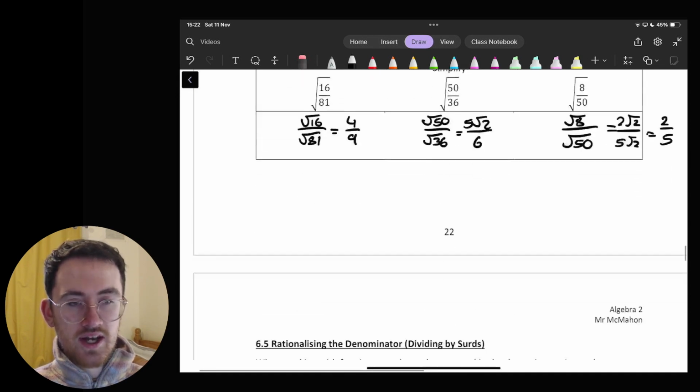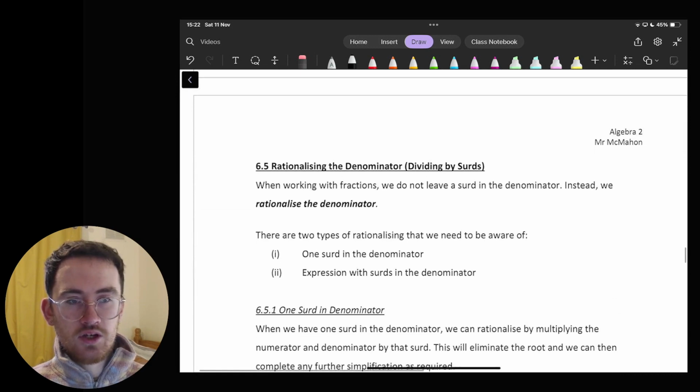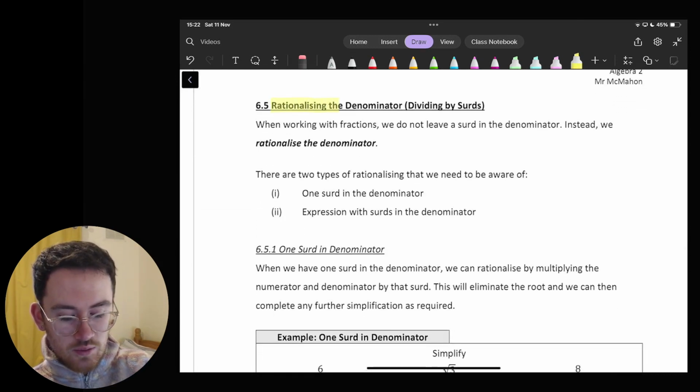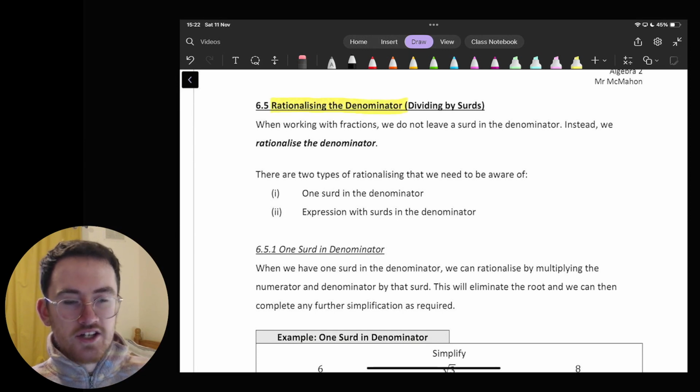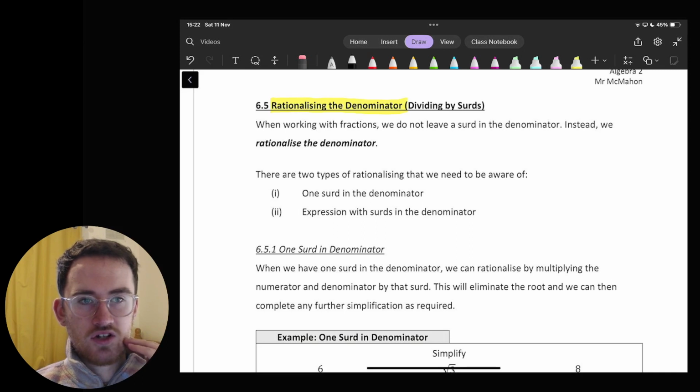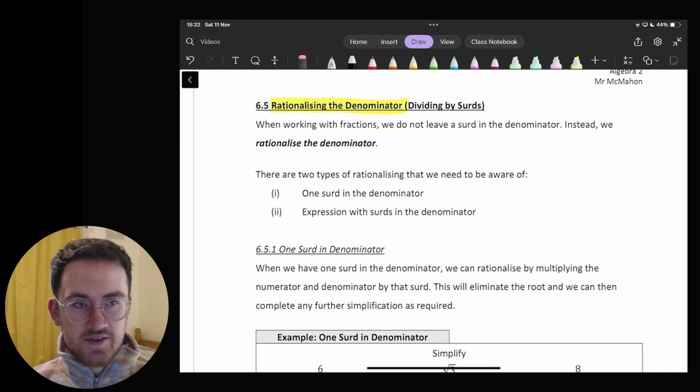Okay, we're coming to one now that I would consider to be new, and that's what we call rationalizing the denominator. So we're going to spend a little bit more time on this one. Rationalizing the denominator is a method that we use when we're dividing by surd expressions. And when we're working with fractions, if we have a fraction where we have a surd in the bottom, we typically don't want that. We don't like to leave surds in the bottom. We're okay with having them in the numerator, and that's the only place we want to have them. So what we do is we rationalize the denominator.